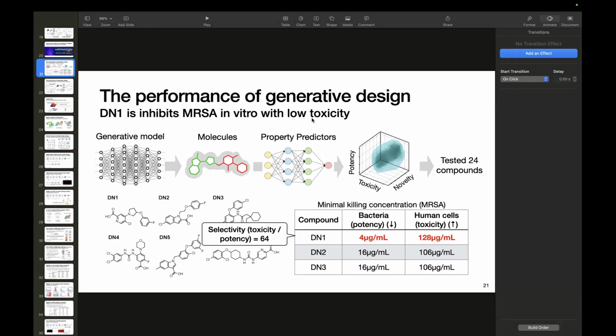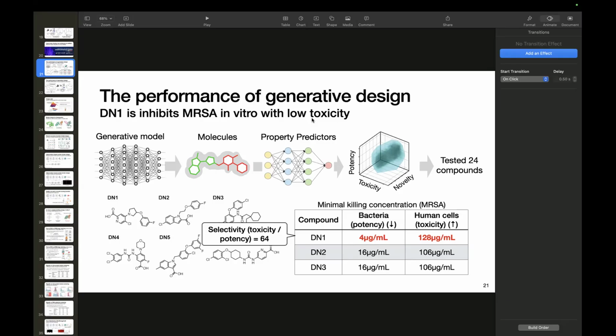Of course, the design during the generation process is driven by the predicted models. So we basically try to generate compounds that have high likelihood of killing the bacteria, but low score of cytotoxicity.